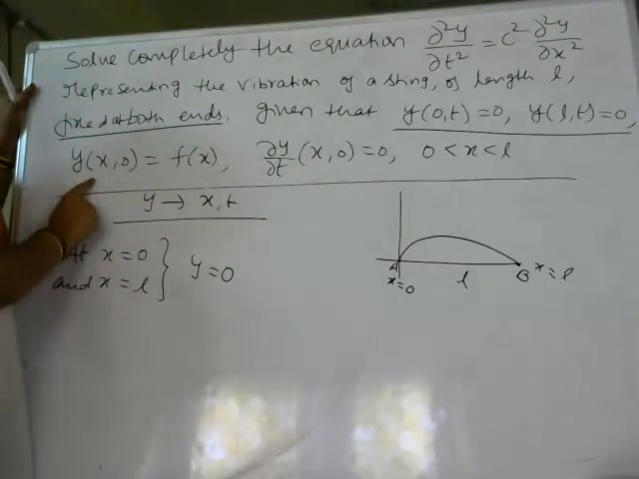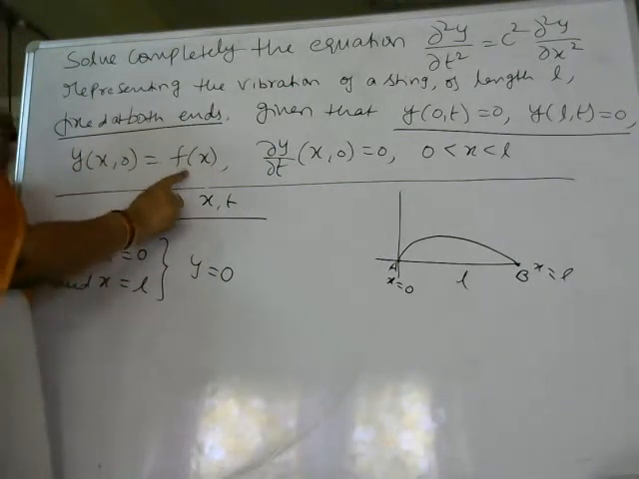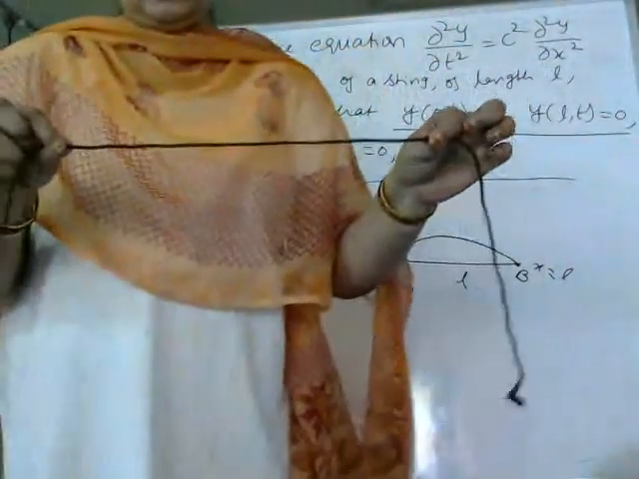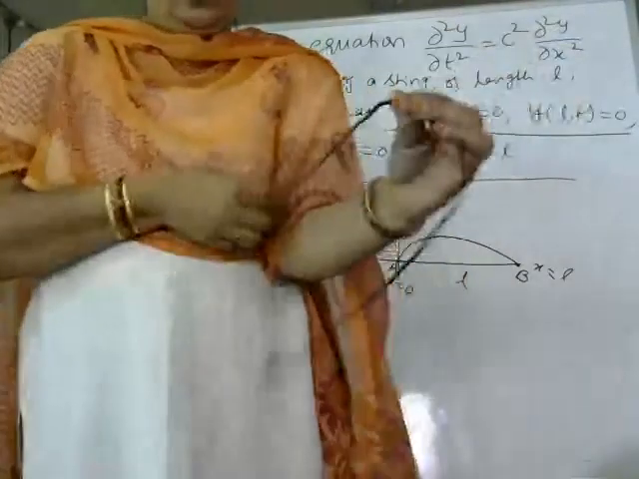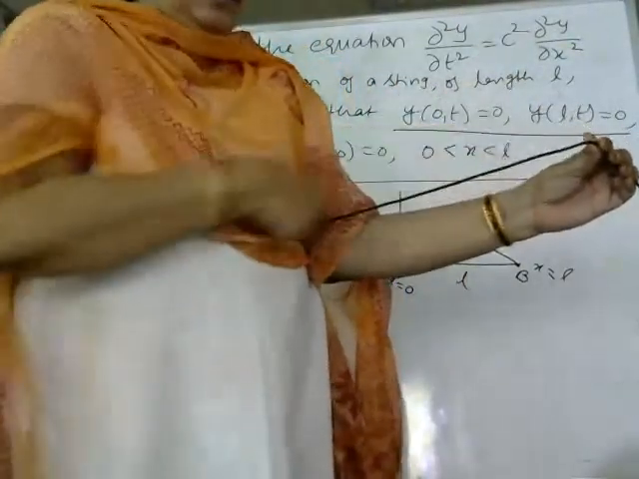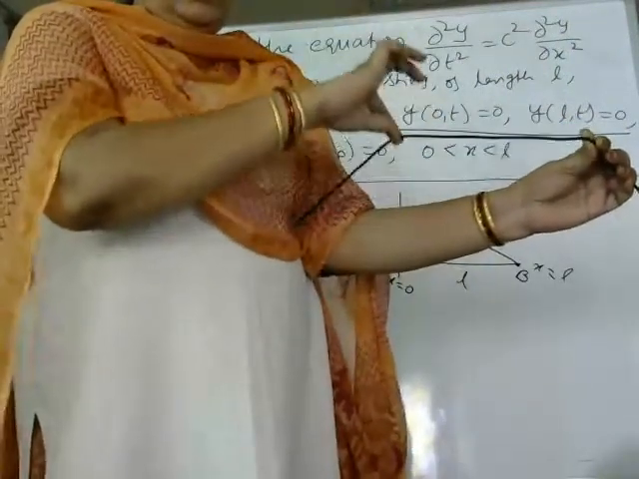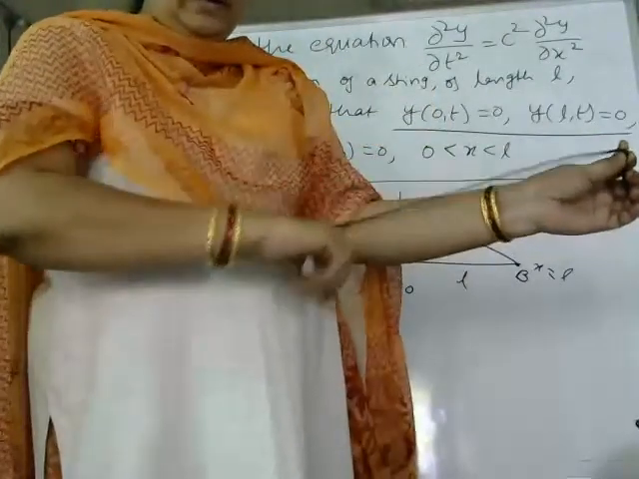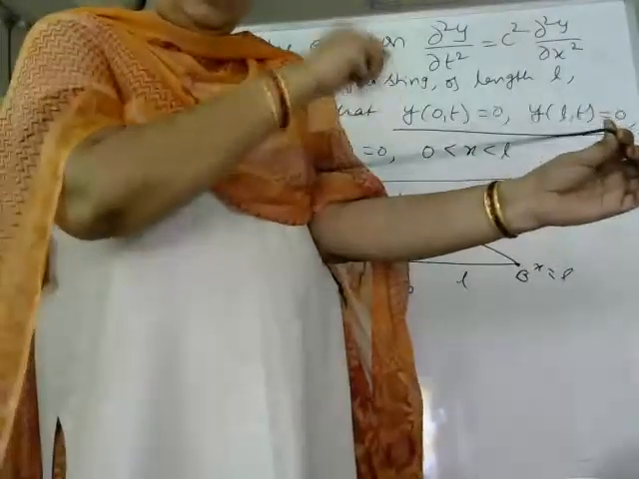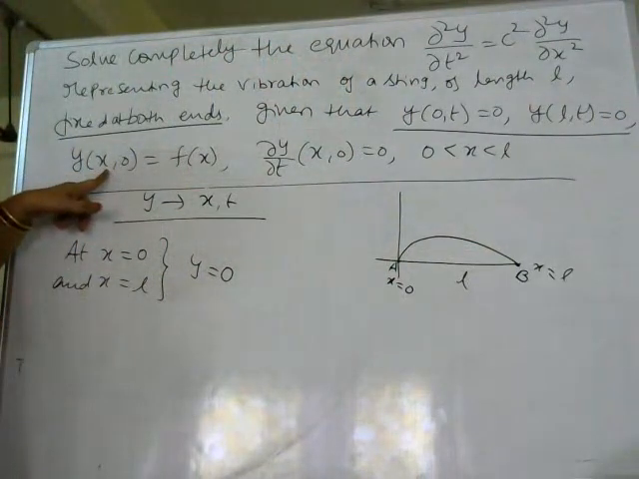Y at x equal to 0 means at t is equal to 0, initially the string is having some displacement. We are taking the string like this. To vibrate it, what we are actually doing? We are plucking it. Suppose if you are fixing the string like this, to vibrate it, what we are doing? We are taking it and we are plucking it. Means initially we are giving some displacement for the string, or we are plucking like this. Means initially we are giving some displacement to the string, then only it is vibrating. That is the meaning of y at x comma 0 equal to f of x.